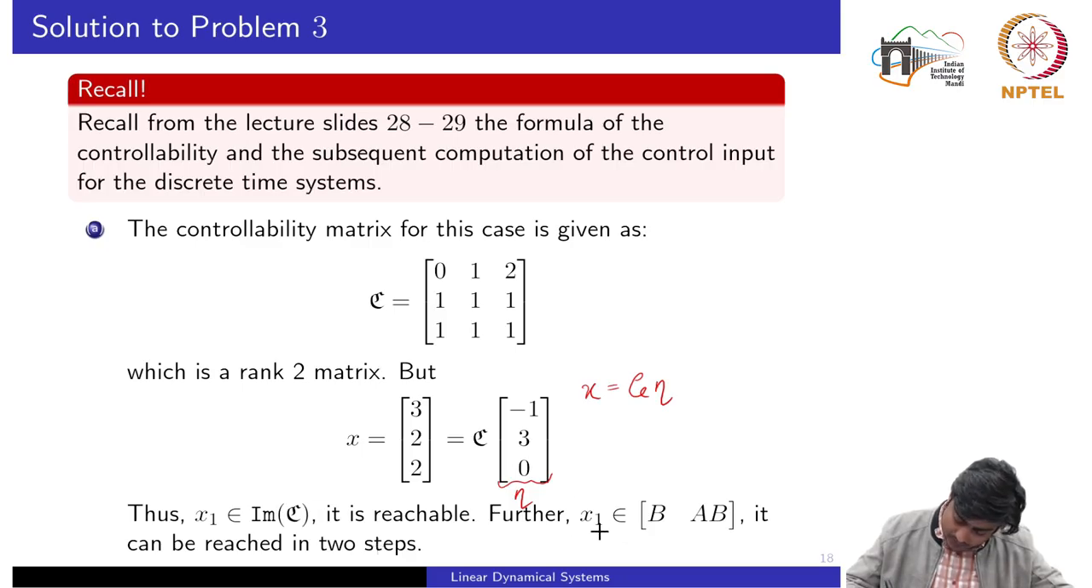Now since the rank is 2, we could also say that x1 would again belong to the span of B, AB, because this part is B, this is AB, and this is A square B. If the rank is 2, we can take only this sub matrix, and its rank would also be 2.